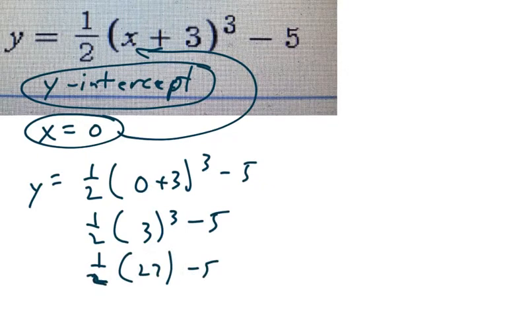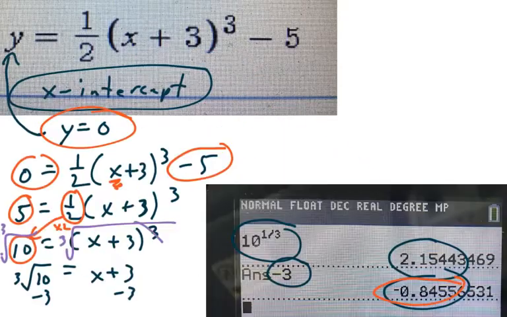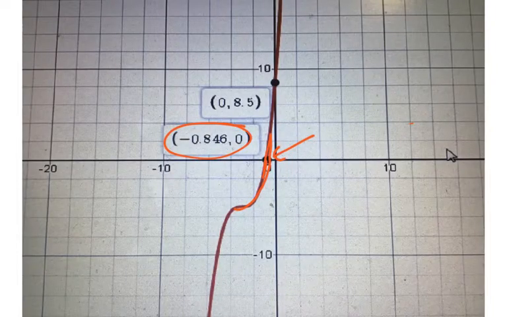And again, you could calculate this with the calculators. I've already shown you several times in this video. 1/2 of 27 is 13.5. So once I minus 5, I get 8.5. This would be my y-intercept. And if we go to our graph, you can see the graph right here crosses the y-axis as shown there at 8.5.